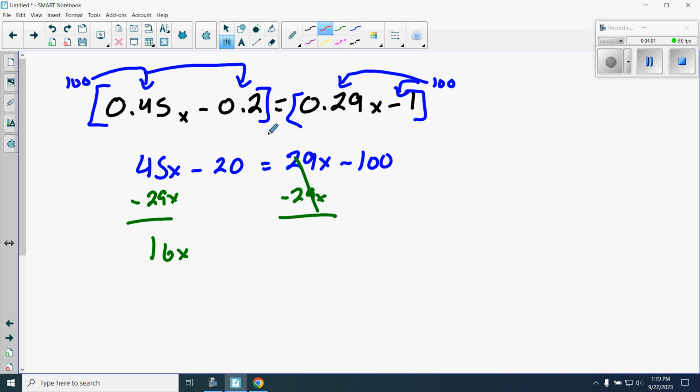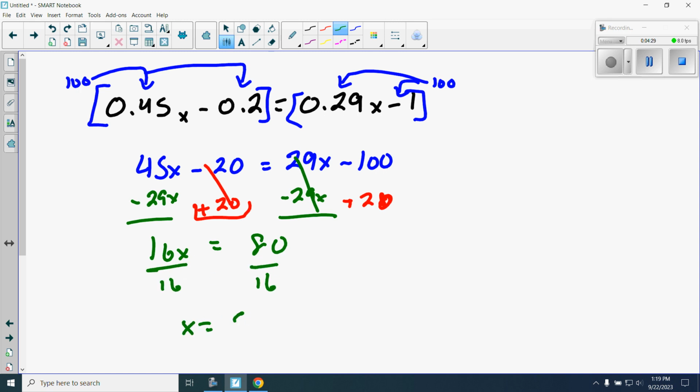I can also do this in the same line if I want to. It's 2 different steps, but it's in the same line. I'm going to add 20, which gets that gone. What I do to one side, I do to the other. And that gets me to equal. That's a 20. All right. So 16x is now equal to 80. Divide by 16, divide by 16, and x is 5.